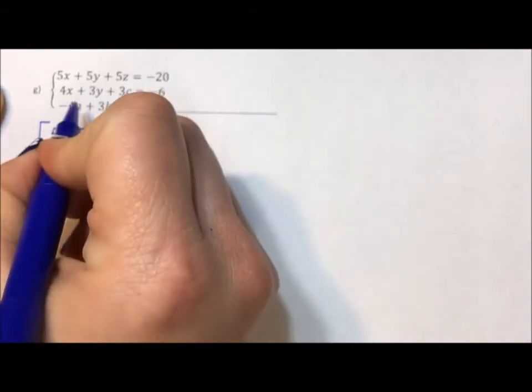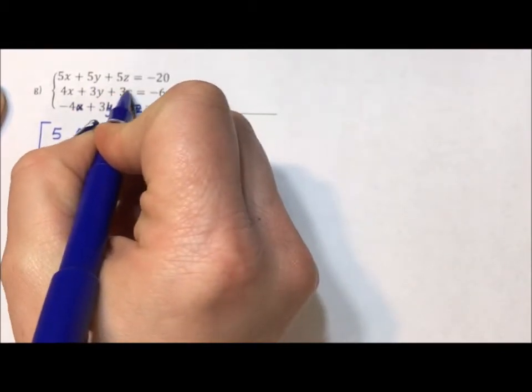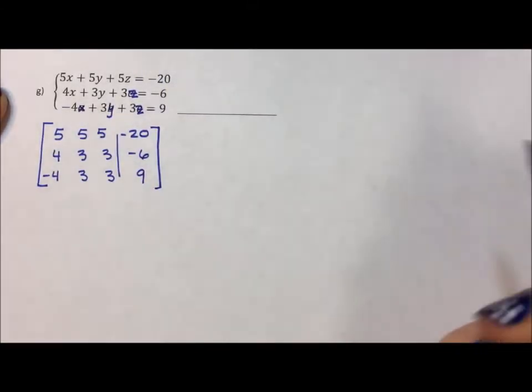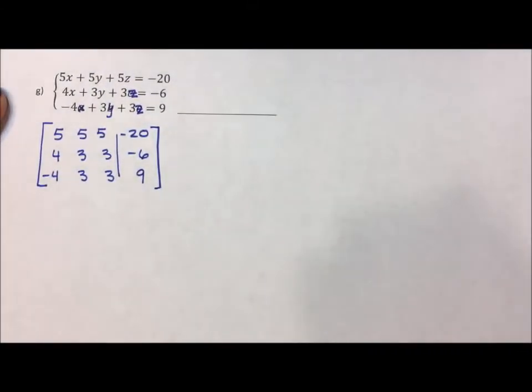I should mention, I don't know why this isn't an X, a Y, and a Z. Half my letters came out wrong. This only works if we have all X's, all Y's, and all Z's.